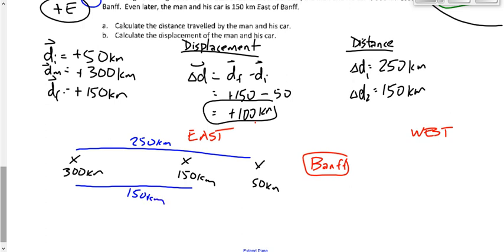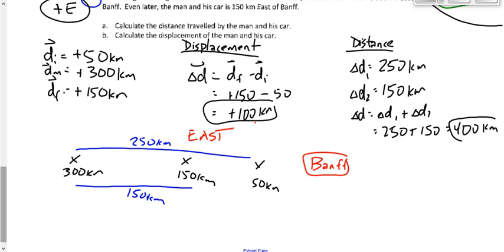So my total distance traveled would be D1 plus D2, which is 250 plus 150. Two different numbers for distance and displacement because I changed direction. I went east and then I went west.